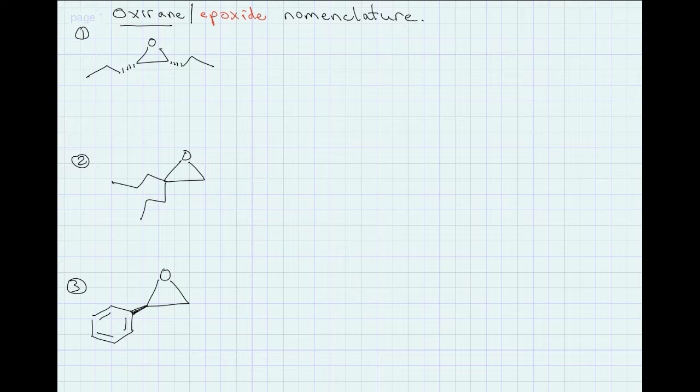When we're dealing with an oxirane, we always label the oxygen as number 1, and then 2 and 3. It doesn't matter which side I choose for 2 or 3 since both sides have propyl groups on them. So when we have this kind of arrangement on an oxirane, we can call this cis 2,3-dipropyl oxirane. And if the stereocenter of one of those propyl groups was inverted, then it would be trans 2,3-dipropyl oxirane.